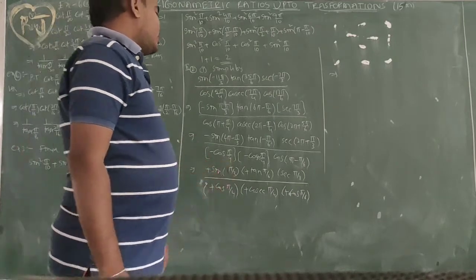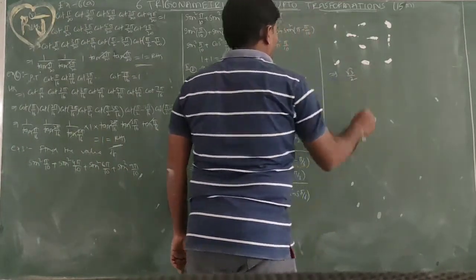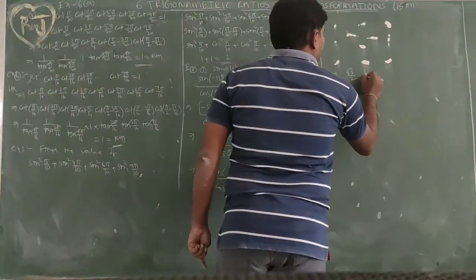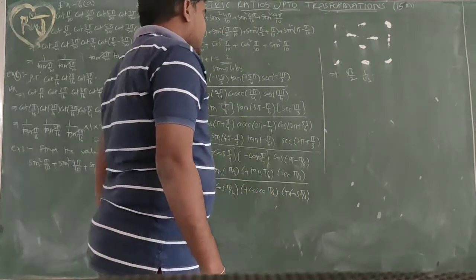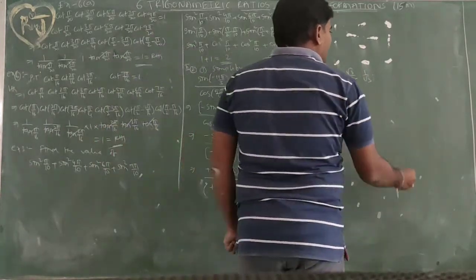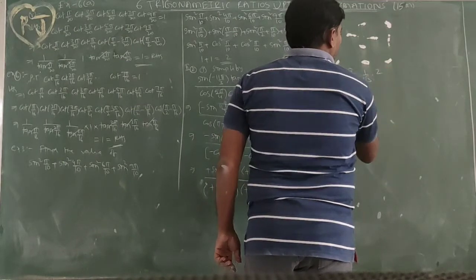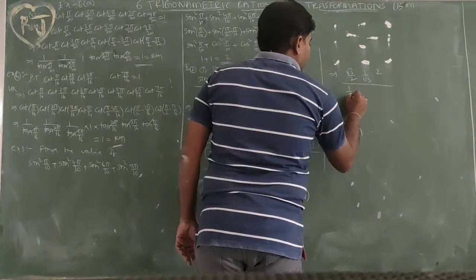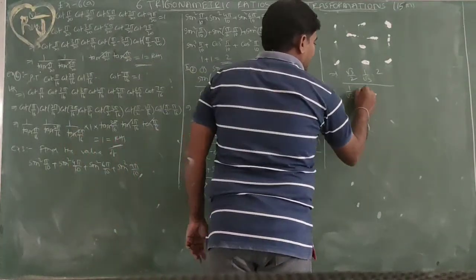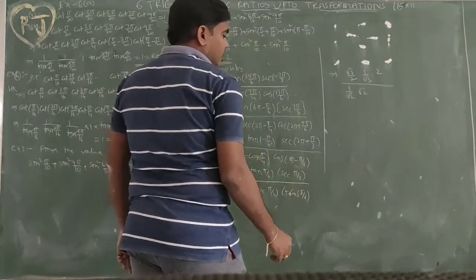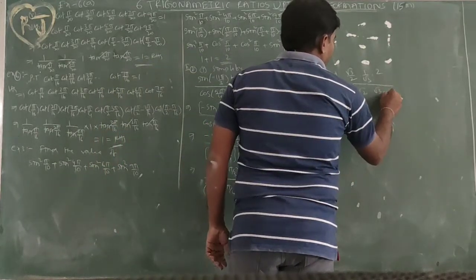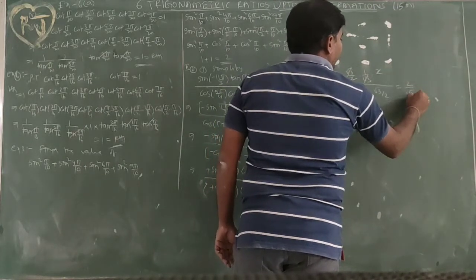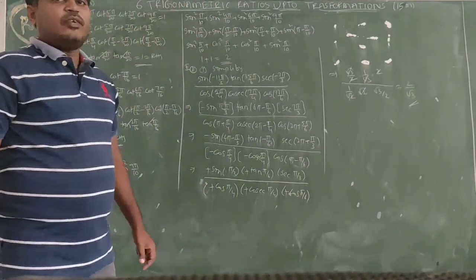Sin 60, root 3 by 2. Sin 60, root 3 by 2. Tan 30, 1 by root 3. Next, sec 60. Next, cos pi by 4, 1 by root 2. Cosec pi by 4, root 2. Cos 30, root 3 by 2. So root 2 cancels, root 3 cancels, root 2 cancels, root 3 comes to 2 by root 3. So this is the required solution.